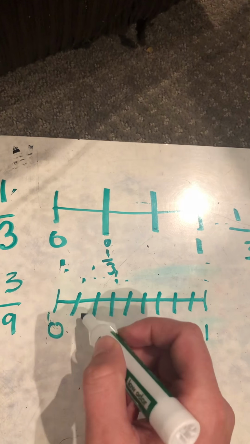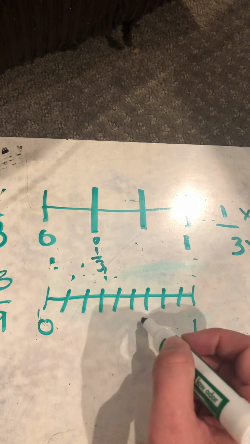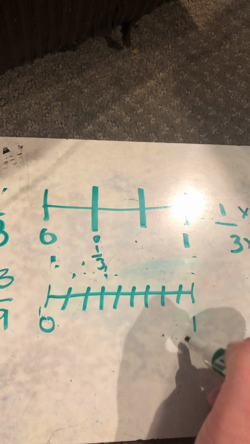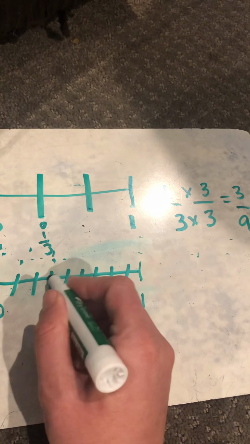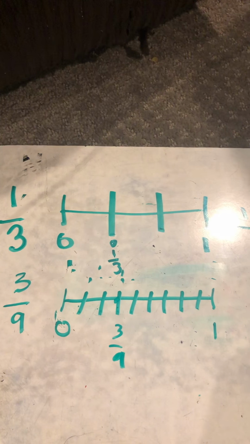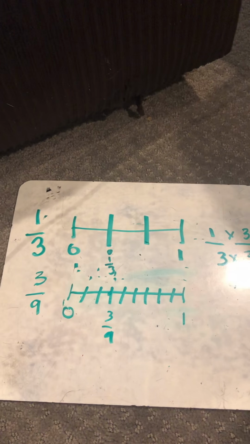Okay. So I have 1/9, 2/9, 3/9, 4/9, 5/9, 6/9, 7/9, 8/9, 9/9, because that's 1. So I'm going to find 3/9. 1, 2, 3. Okay, they're about the same. So those are equivalent fractions on a number line.